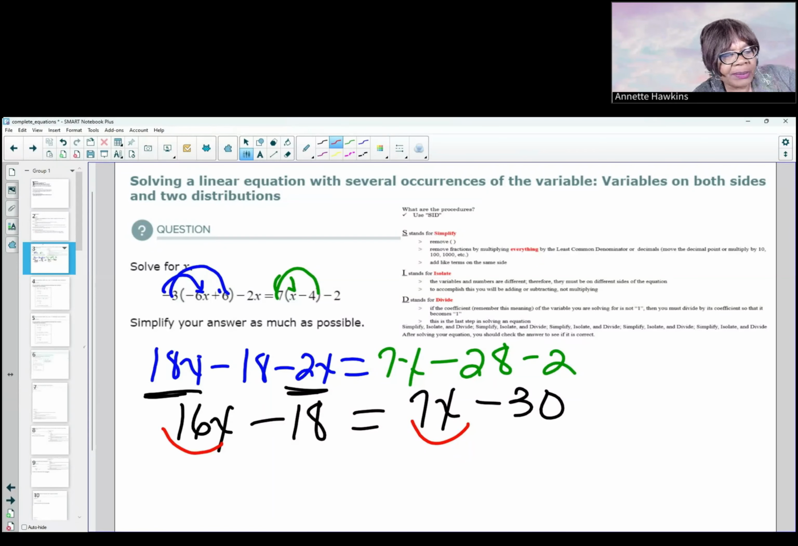Okay, now typically you want the variables on the side with the higher coefficient. Now why do you want that? You want that so that the coefficient is not negative. It is okay if it's negative, but the fewer things you have to deal with, the better you come out getting the right answer. Okay, so if 16 had been over here, I would have just turned my equation around.